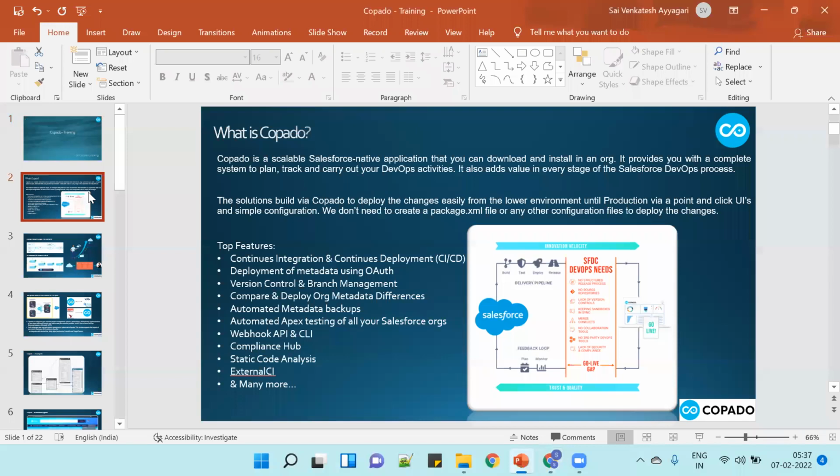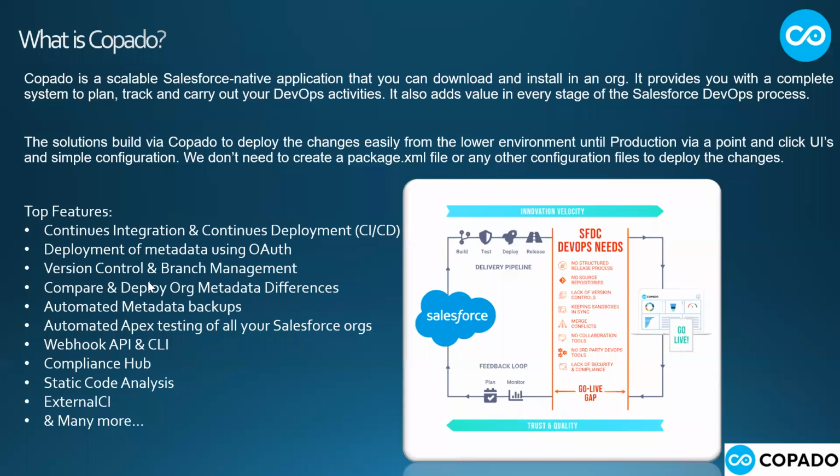If you see here, Copado is basically a kind of CI/CD tool, and it is built on the Salesforce domain. Earlier it was helpful only for Salesforce, but they are supporting multi-cloud as of now, and there are many top features. If you observe, the top features include deployment using OAuth, which is helpful, and even the main advantage is the apex test.